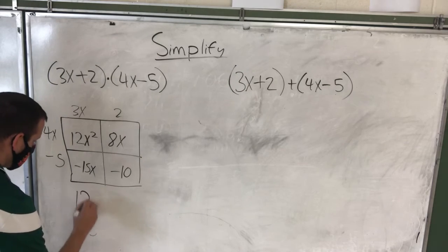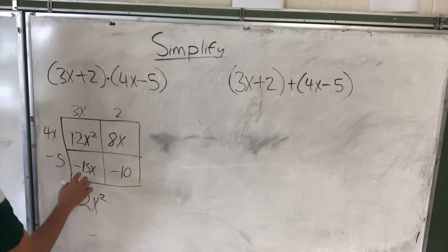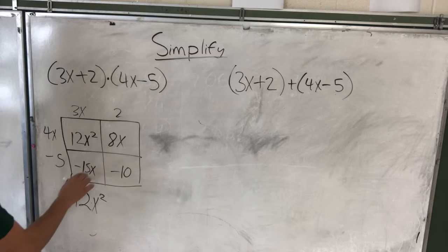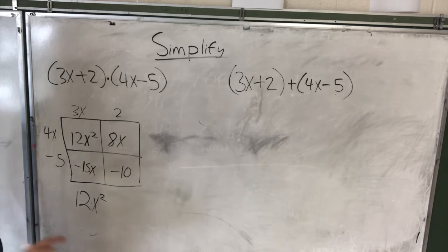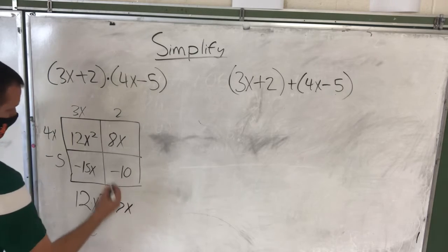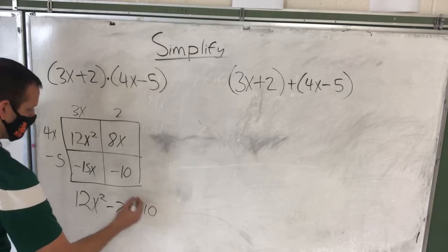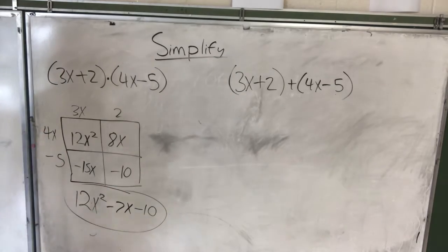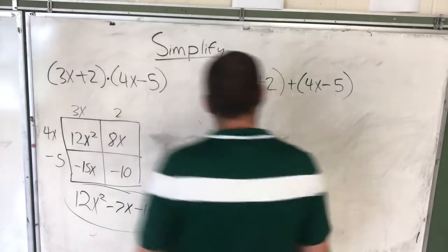That gives me 12x squared. I can combine these two since they both have 1x. Negative 15 and 8, if you add them together, give you negative 7x minus 10. Okay. That's what happens when you multiply those two binomials together.